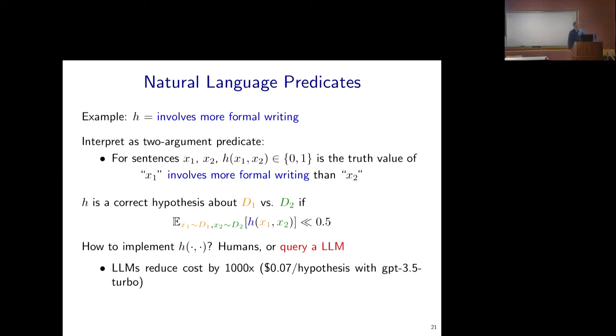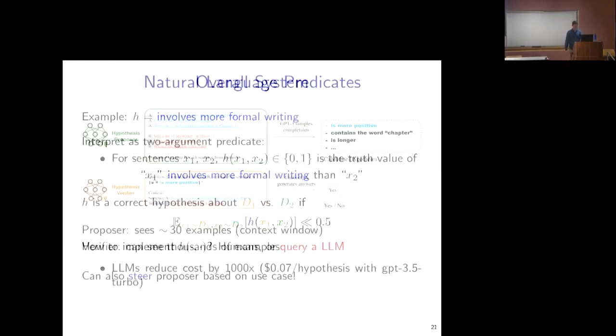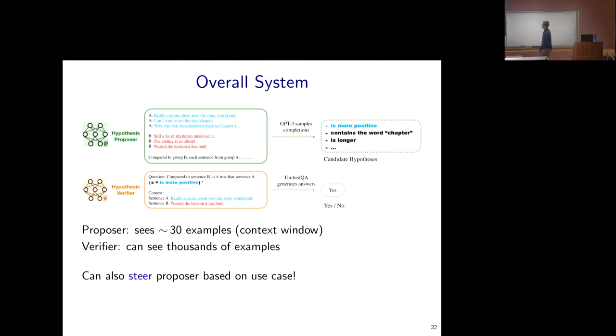Okay, so how do we implement this? Like I said, we'll do it by querying an LLM. If you compare MTurk costs to GPT-3.5 Turbo costs, it's about a 1,000x reduction in cost, which is significant. Okay, so here's the overall system, right?